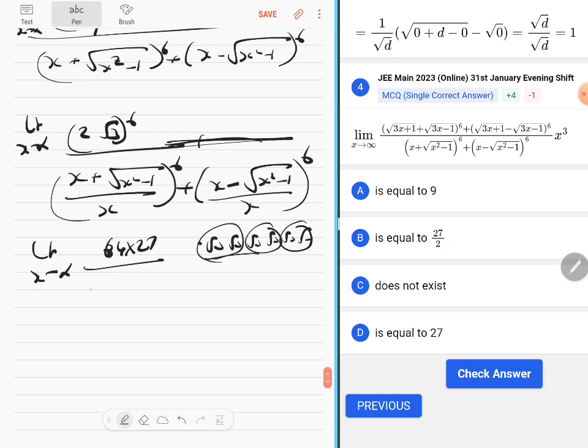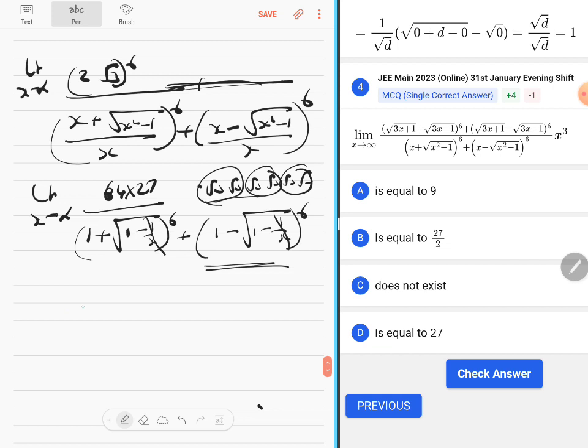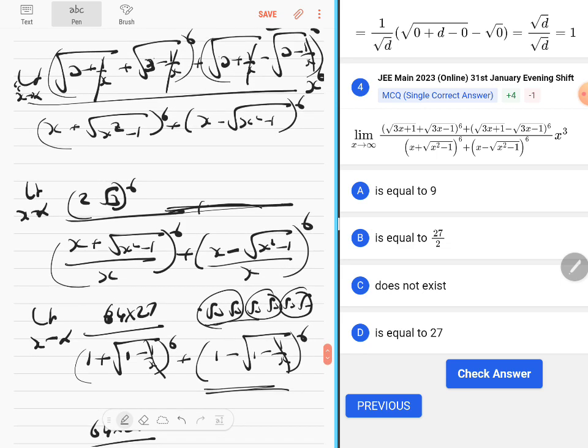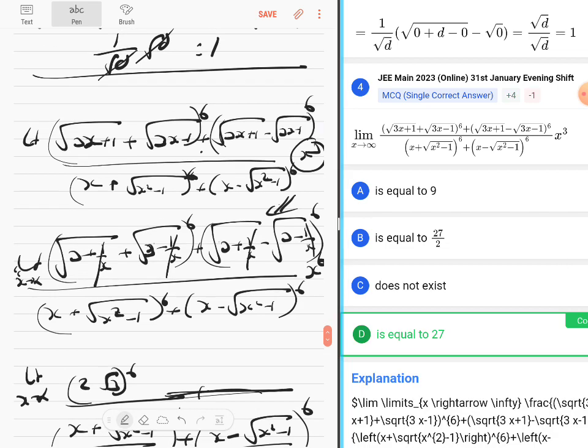Then split it up, you get a 1 plus root of 1 minus 1 by x the whole to the power 6 plus 1 minus root of 1 minus 1 by x the whole to the power 6. X tends to infinity makes 1 by x 0, and this term will itself become 0. 64 into 27 by root 1 is 1, and so by 2, so this will become 32, and such an answer is not there. Some mistake I have done somewhere. Let's check the answer.